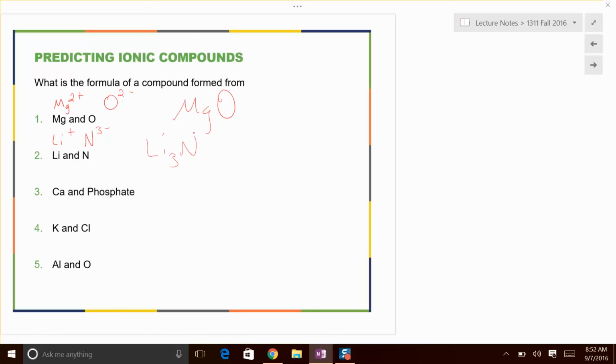Calcium. What's the charge? +2. Phosphate. Who remembers what it is?